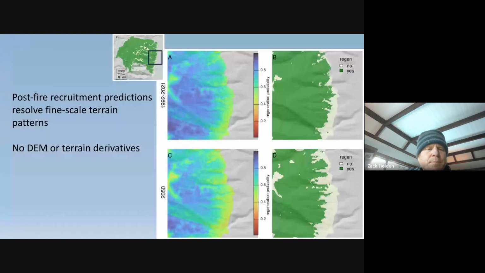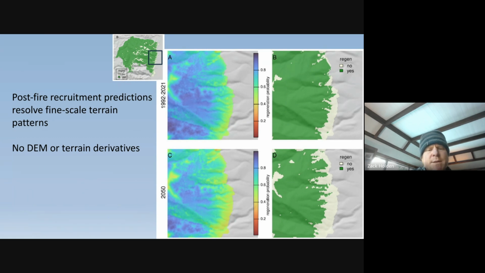Next slide, please. And just again to highlight what we're getting out of these models, here's an inset for the trailing edge for that Lolo Peak fire. You can see contrasting historical versus 2050 projections. There is an upslope movement, a loss of recruitment probability at those lower elevations, those hotter sites. But there is some topographic detail that's remained here.